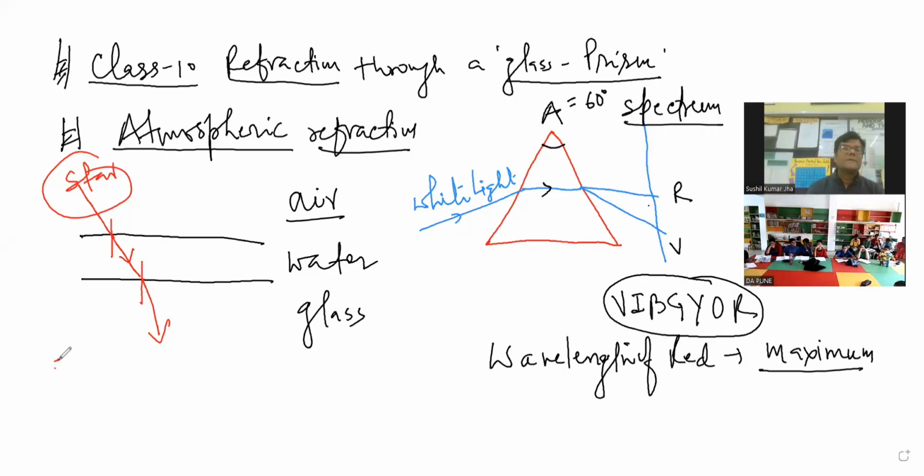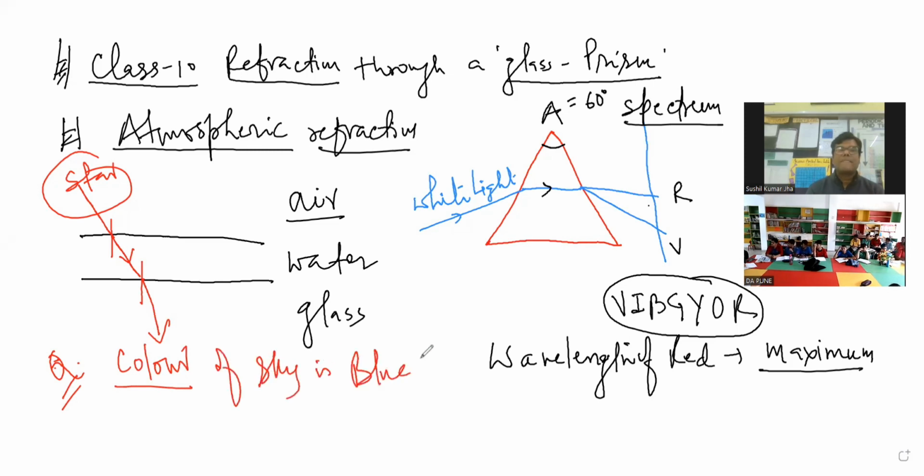Scattering of light. Okay, scattering. What is this scattering? The color of the sky is blue, right? Scattering of light is fine, but before that, we need to understand some basics of that. What is that? Let us look into it.